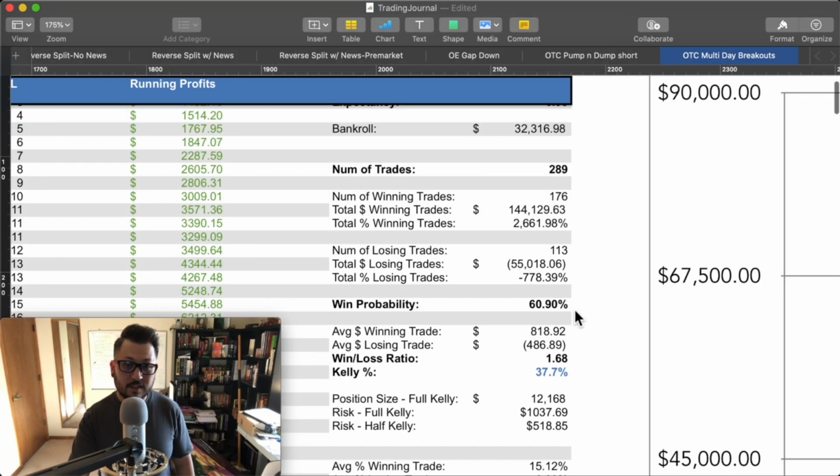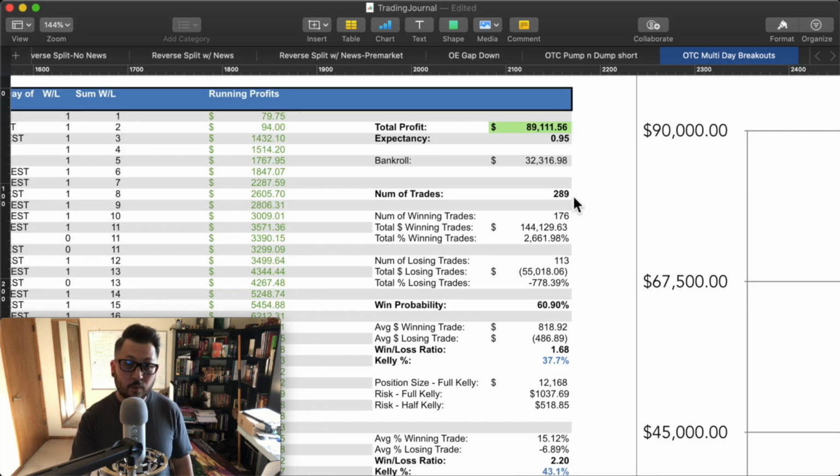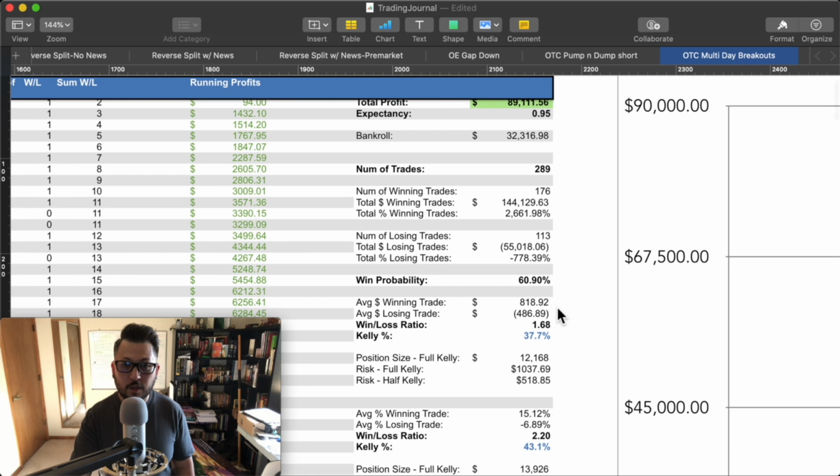My win percentage is 60%. That's perfect. That's for this setup. That's where I want to see it, is 60 to 65%. I do expect with this large of a sample size, I do not expect these numbers to change much from where they are right now.